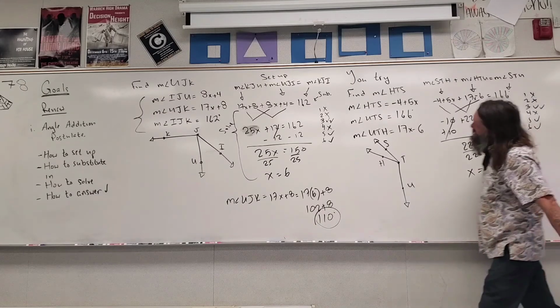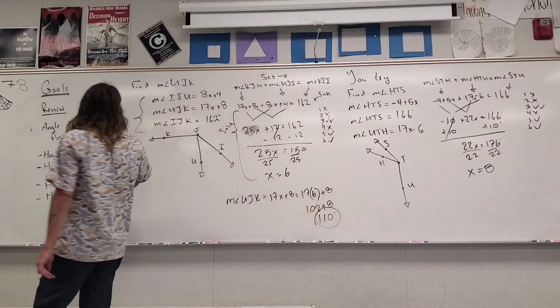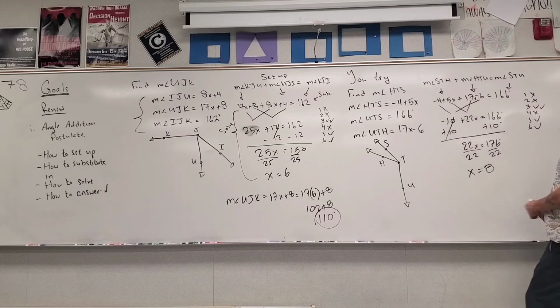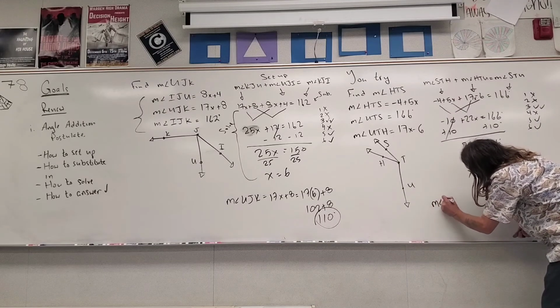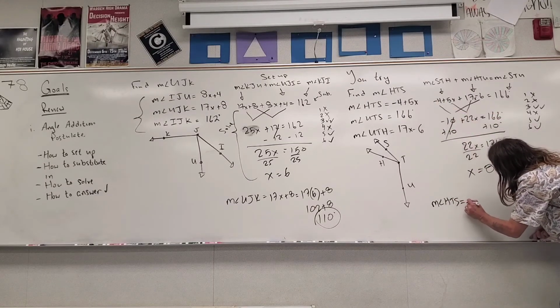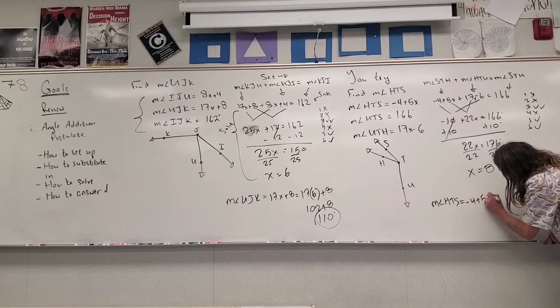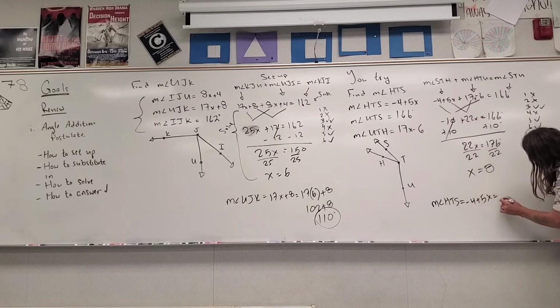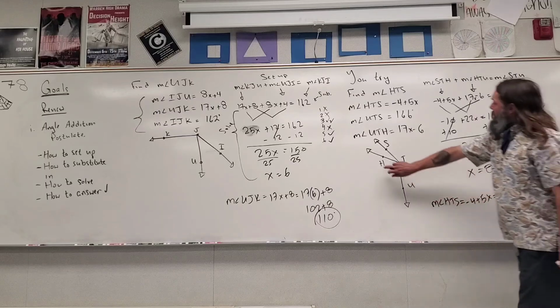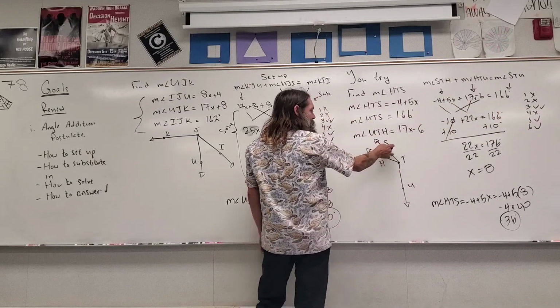But I have not answered the question. I've only solved it. I need to answer it because this is what I was asked to answer. Find the measure of angle HTS. That's equal to minus 4 plus 5x. But x is equal to 8. So now it's minus 4 plus 5 times 8, which becomes minus 4 plus 40. That's 36 degrees. The measure of angle HTS is 36 degrees.